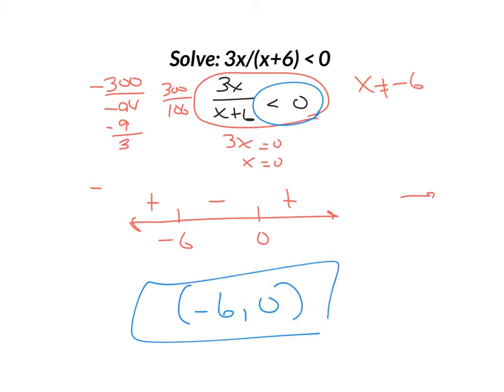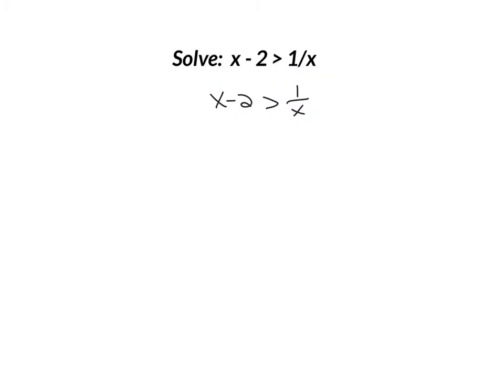So the hardest part of the problem is going to be finding your critical values. Okay, so let's try two more. This one right here says x minus 2 is greater than 1 over x. One critical value I know already is x cannot equal 0, because it would make the denominator of the fraction on the right side 0. So I'm going to go ahead and knock that one out. That's one of my critical values.